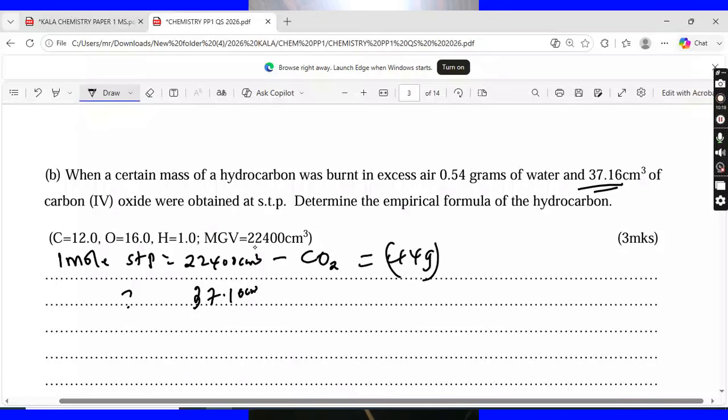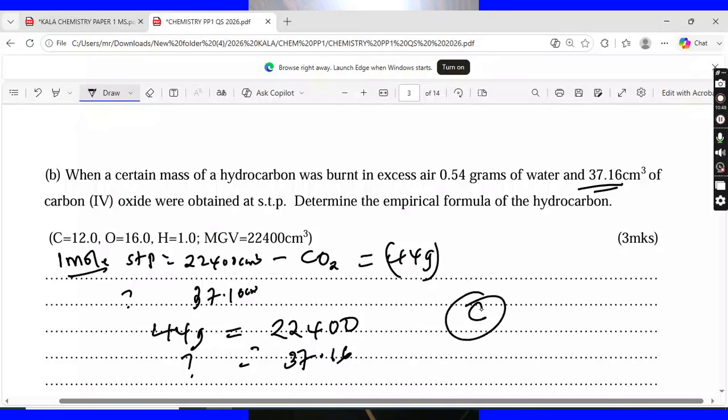Now we can as well get it in terms of grams. You can say 44 grams is equal to 22400. That is in terms of grams. This one was in terms of moles. What about 37.16? How many grams will it contain? Now we will have the mass for carbon dioxide. Once we have this mass, again we need to get the mass for carbon only.